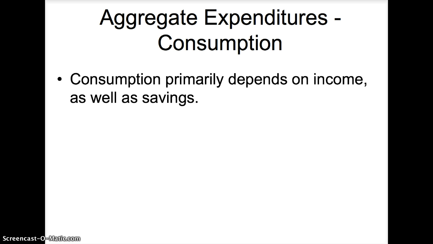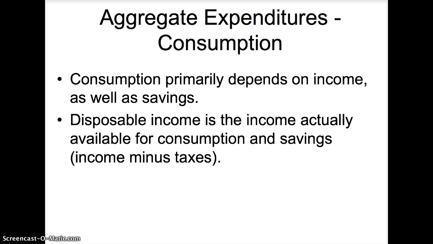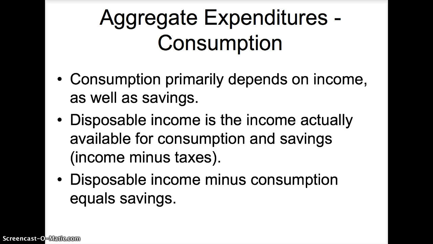Aggregate expenditures, consumption. An individual makes a decision about how much to spend on consumption primarily on their level of income, but also on how much savings they have. Disposable income is the income that is actually available for consumption and savings. In other words, it is the income minus taxes. Disposable income minus consumption would equal the level of savings.